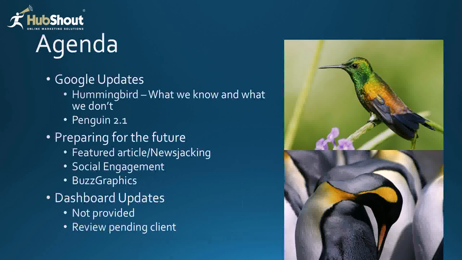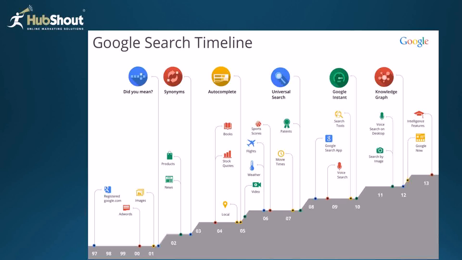It's been a busy year so far with Google updates, and we wanted today to talk about what we know about Hummingbird so far, and then of course Penguin 2.1 snuck in on Friday, so we also wanted to cover that. We also wanted to talk a little bit about preparing for the future, which has been a consistent theme for the last year or more, but we always are talking about what to be doing and how to evolve your online marketing. And then we also wanted to end it today with going through some of the recent dashboard updates that we've made to accommodate the encrypted search changes that Google made a couple weeks ago.